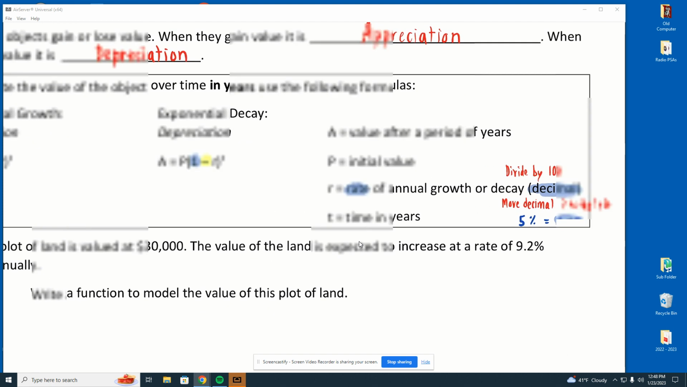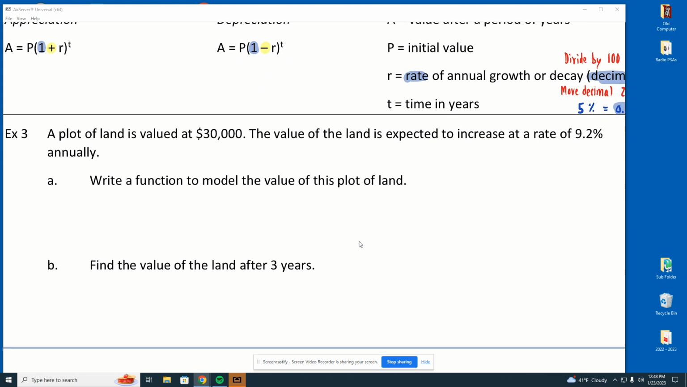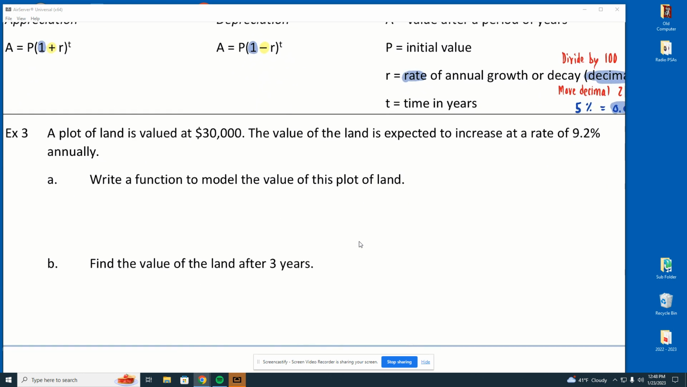Okay? All right, now let's look at a couple of examples and then we're almost done. We got one more equation and really it's just a modification. It's not its own equation. A plot of land is valued at $30,000. What is that in the equation? That's definitely the initial value, right? What we call the P. It says the land is expected to what? What is that telling me? It's going up. It's appreciation.